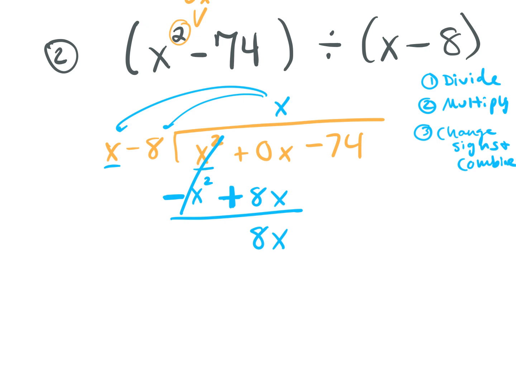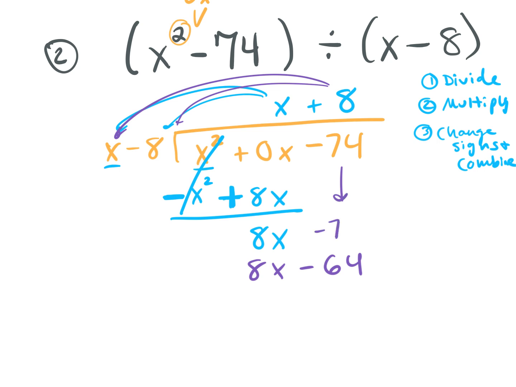Then we repeat from the top again. We divide. What's 8x divided by x? 8. So plus 8. Then we multiply. What's 8 times x? 8x. What's 8 times negative 8? Negative 64. What do we do next? You can bring down the negative 74, but we can't forget to do what? Change the signs and combine. So the 8x's cancel.